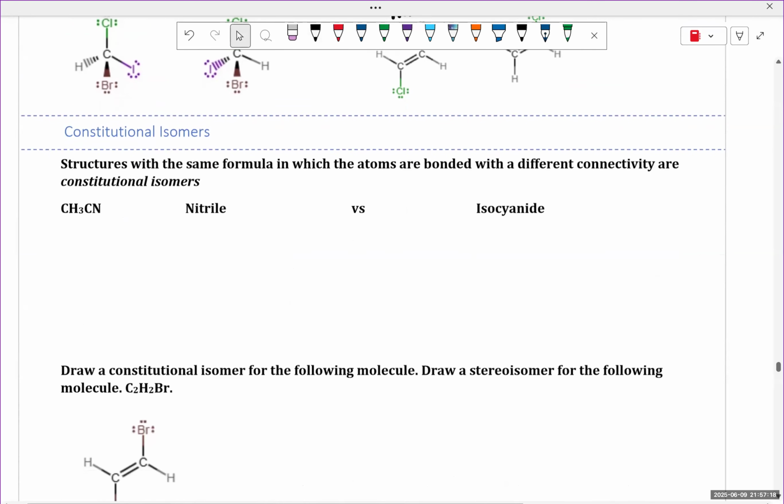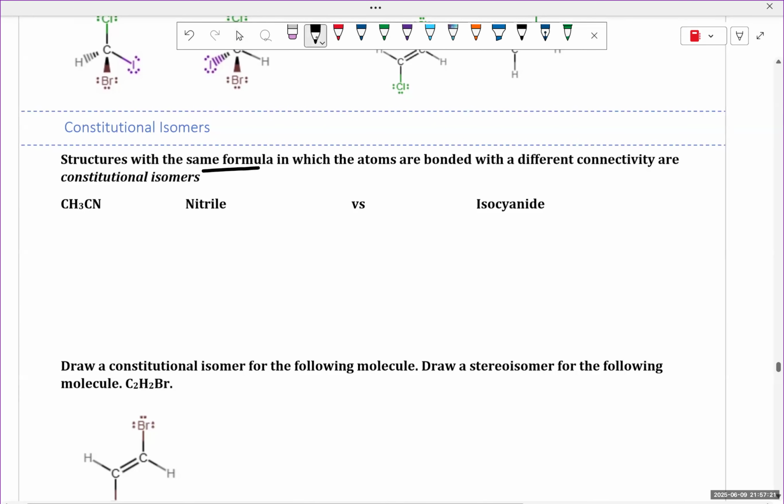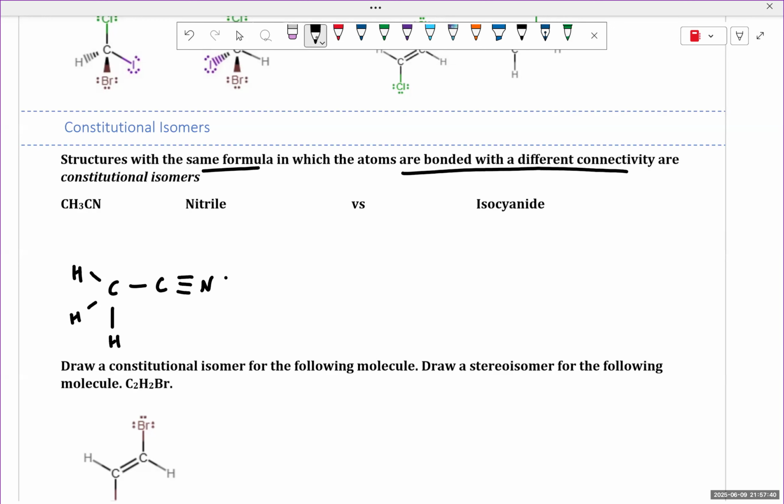Constitutional isomers, on the other hand, are structures with the same formula, but the atoms are bonded with a different connectivity. So an example of this is looking at a nitrile versus an isocyanide. So here is what a nitrile looks like. This is acetonitrile. However, for this same formula, we can draw a constitutional isomer which has the same formula but a different connectivity. This is known as an isocyanide.